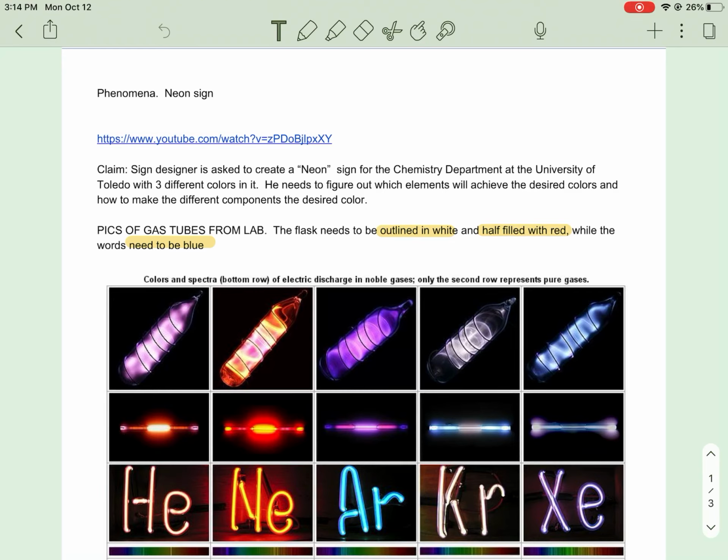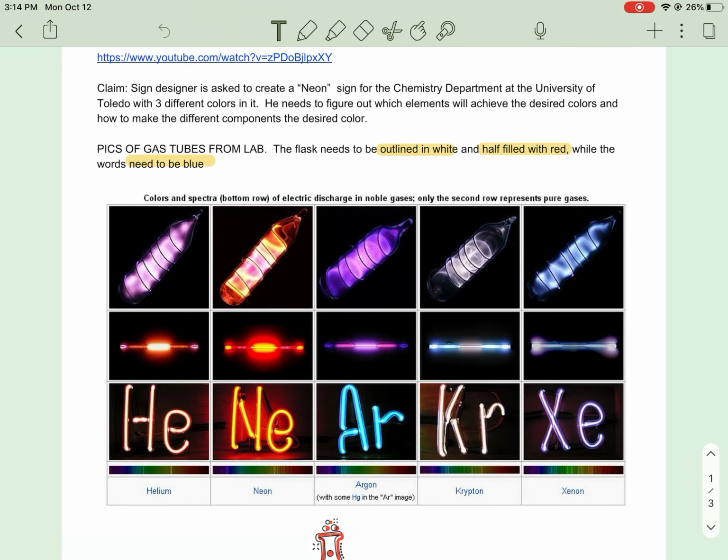So the chemistry department of the University of Toledo, they wanted 3 different colors in their neon sign, okay? So we needed to figure out the elements that could make those colors, okay? So we provided you pictures of different gas tubes, all right? And the outline in white, we need half filled with red, and the words need to be in blue, okay? So we're looking at these gases, all right, and figuring out which 3 elements we're gonna need for this, all right? So looking at this, that's how I'm gonna draw my claim, okay?